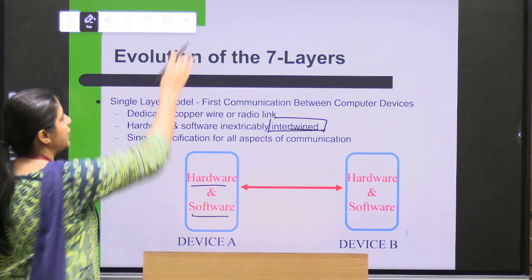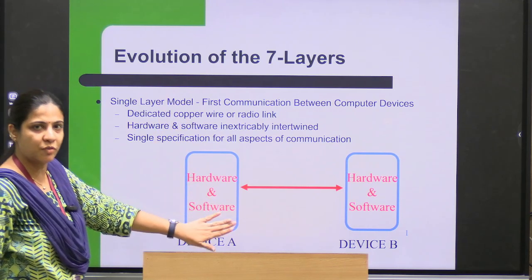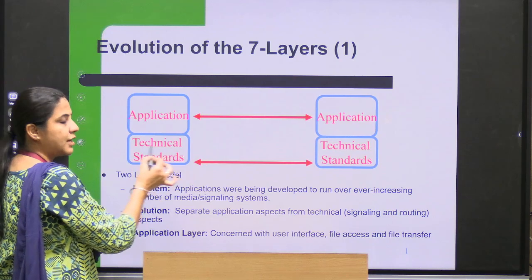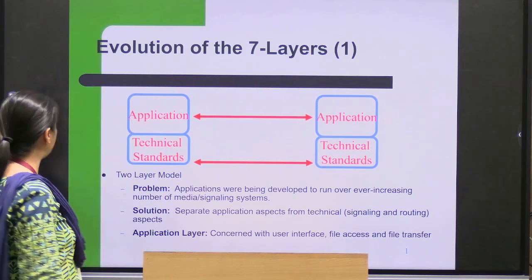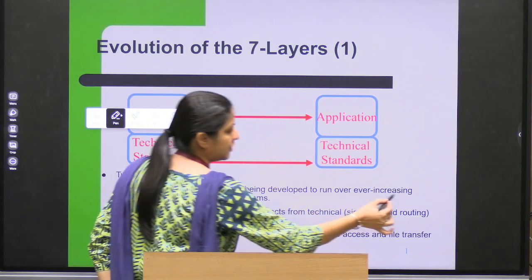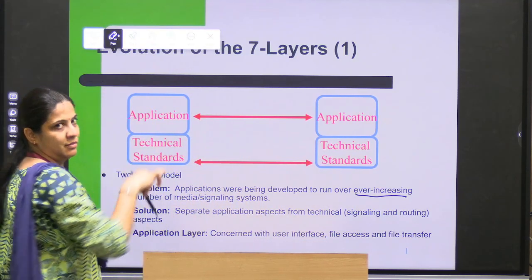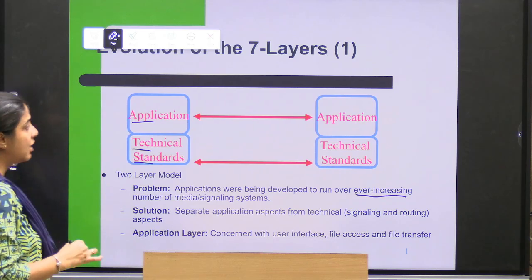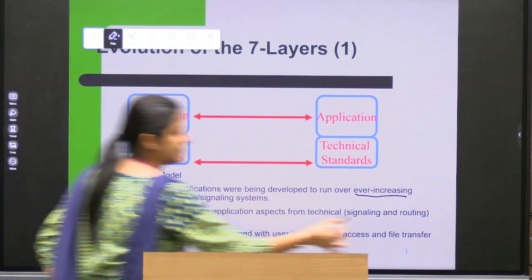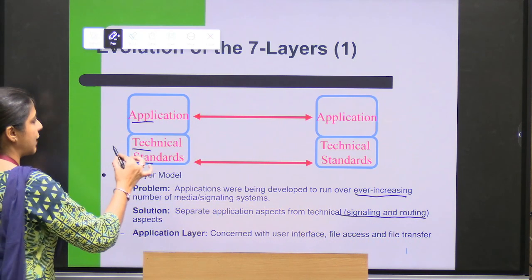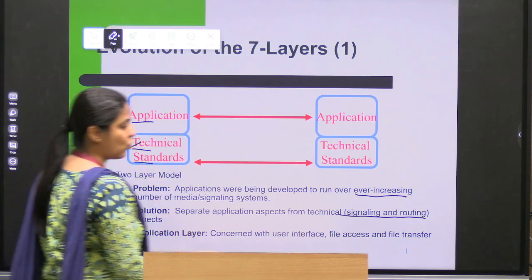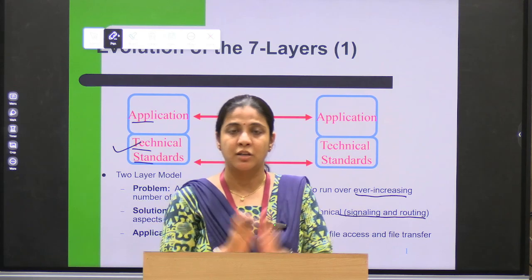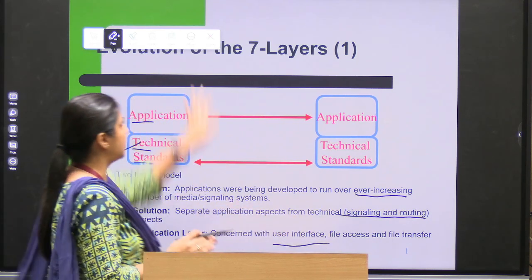So we divided it into 2 layers. The hardware and software layer was divided into 2 parts, which came to be known as technical standards and application standards. The problem was that the load increased when we had a single layer. Now all the technical things like signaling and routing were handled by technical standards, and the application layer was concerned only with the user interface and how the file has to be sent in the network. So this made it a little easier, but still the problem persisted.